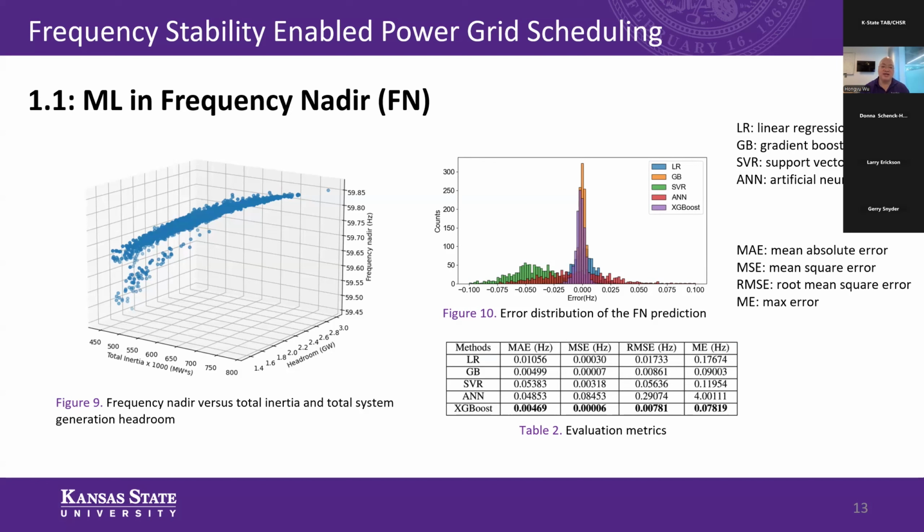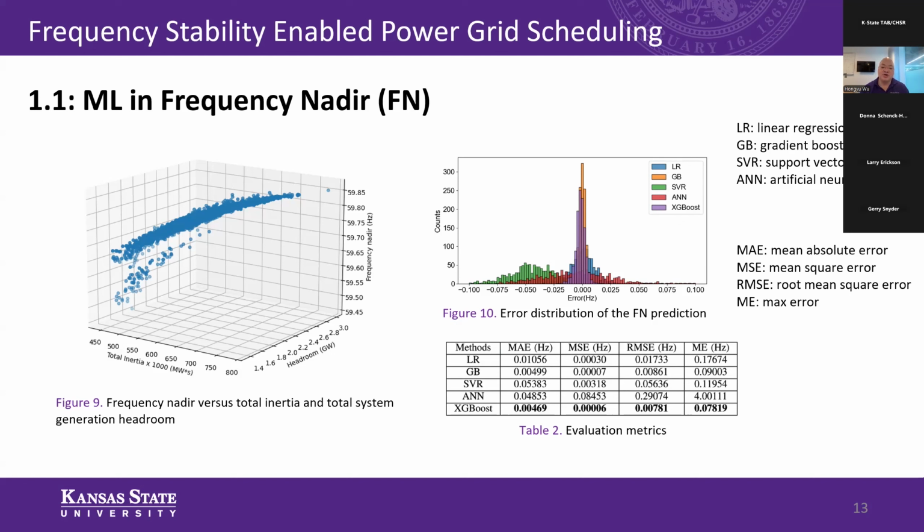Figure 10 on the right shows the error distribution of each model. Ideally, we want the prediction error to be centered around zero with minimum spread, which is clearly achieved by the GB and XGBoost models. We also use common quantitative evaluation metrics: MAE, MSE, RMSE, and ME. As you can see from the table, XGBoost achieved the lowest value across all metrics, meaning XGBoost forecasting is the best across the board.